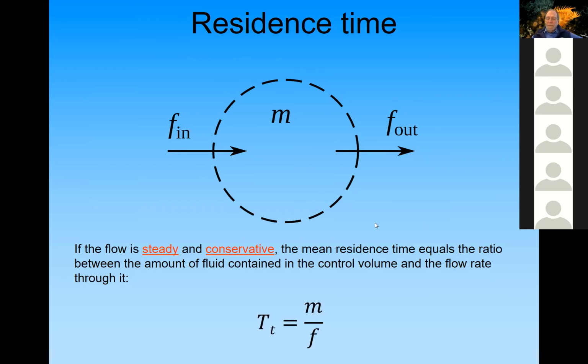Well, knowing these facts, we can calculate the residence time, tau, as a factor of minutes. If we assume that the flow is steady and conservative, so it's not changing within the volume, then residence time is given by this simple equation of volume divided by rate.